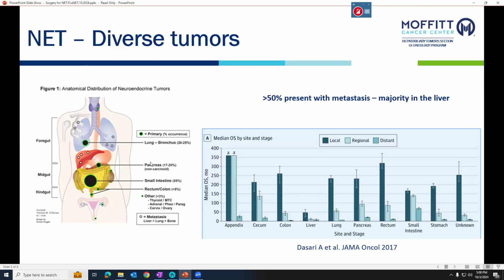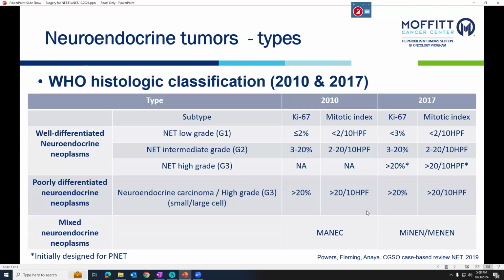So this is the picture on your left. The one on the right is just showing different types of primary tumors where the majority of them will likely spread when and if it spreads to the liver. So this classification is important from a surgery standpoint.